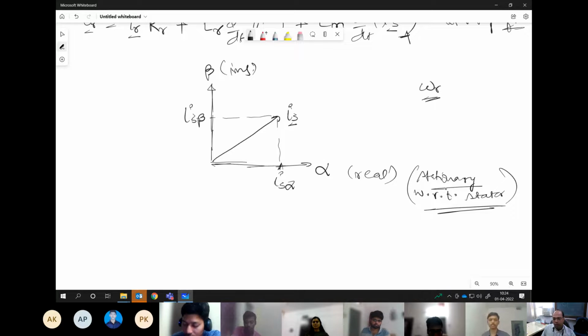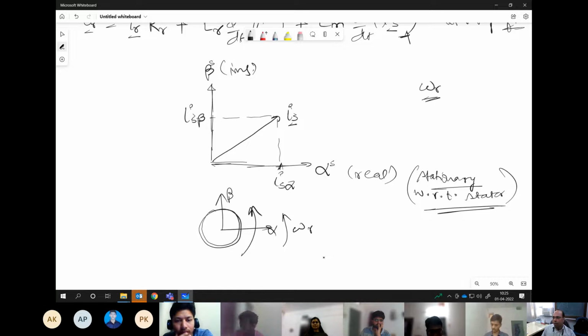So to differentiate that, since we are talking about the stationary reference frame of the stator, we will have a small superscript s: alpha s, beta s. Because when the rotor is rotating, it will have its own alpha beta, which will be stationary with respect to the rotor. Which means this alpha beta will be rotating with omega r along with the rotor. Correct? So to differentiate, I will call this alpha r and beta r.